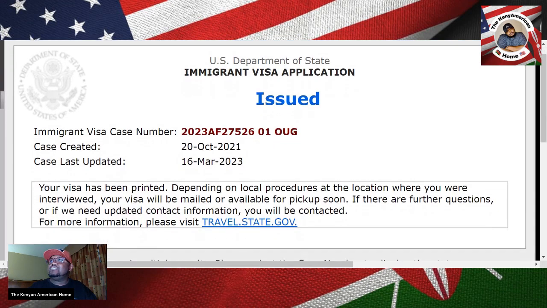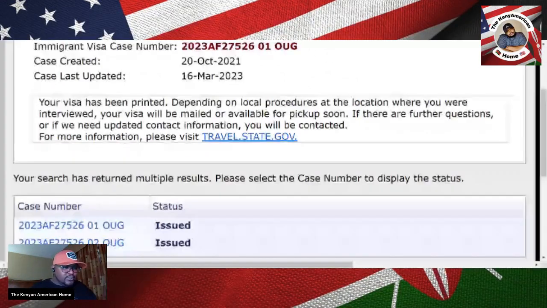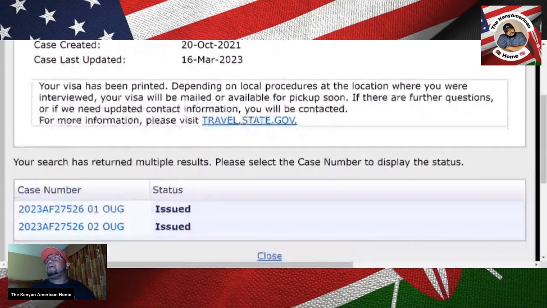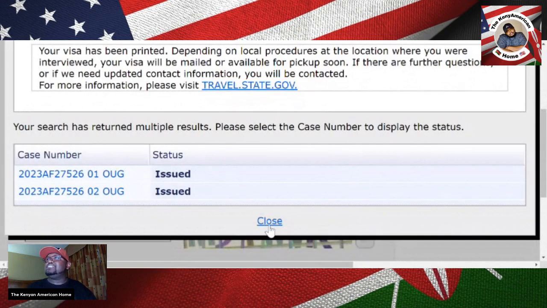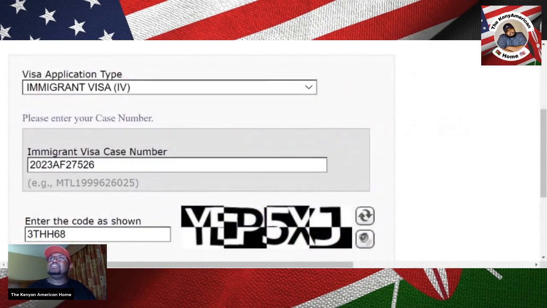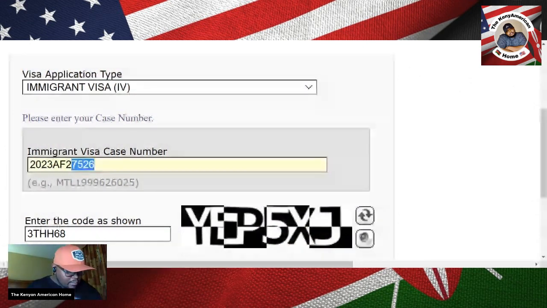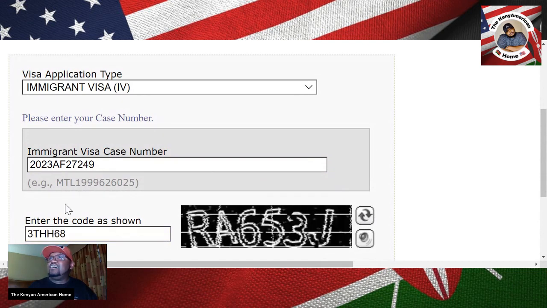And this person, 27,526, is in Ouagadougou, Burkina Faso. This person was issued with their visa to the US on DV 2023. Let's look at some more good news. This is where we want to be. We want to get issued. We want to get our DV lottery issued. This is a dream. This is the American dream. You get the opportunity to come to the land of milk and honey.